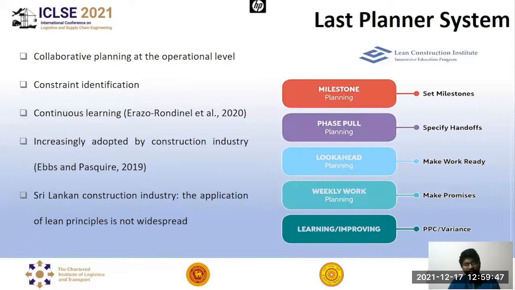So the constraint identification is there. The last planner is getting involved in the planning section, in the short-term planning. Even though the last planner system is increasingly adopted by the global construction industry, when it comes to Sri Lanka, not just the last planner system, but any other lean practices and the application of lean principles are not that widely spread, which gives us the significance of this research.